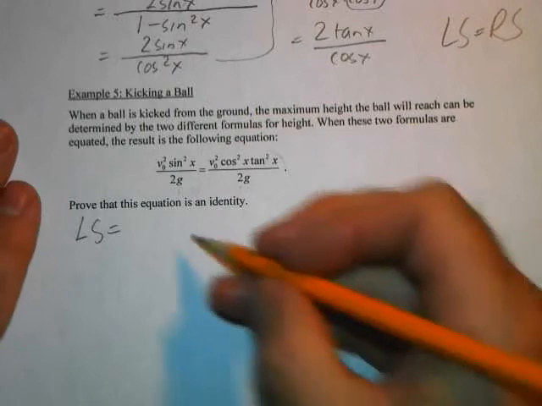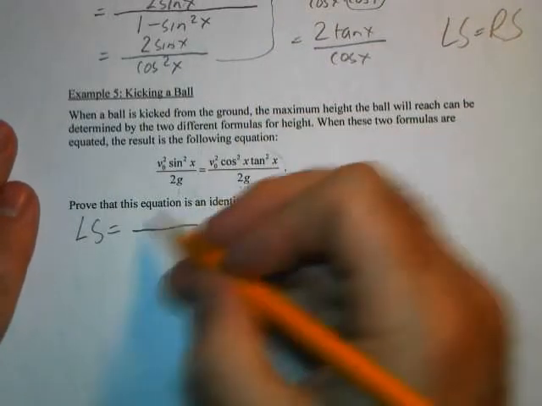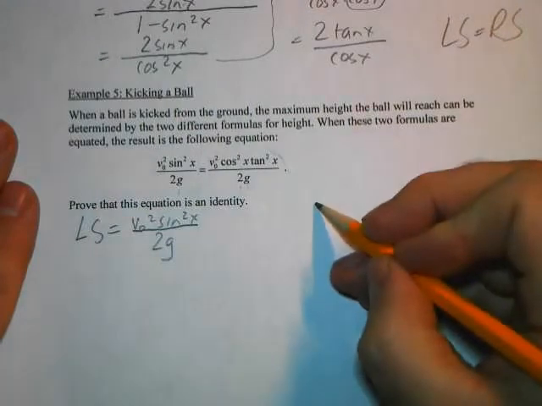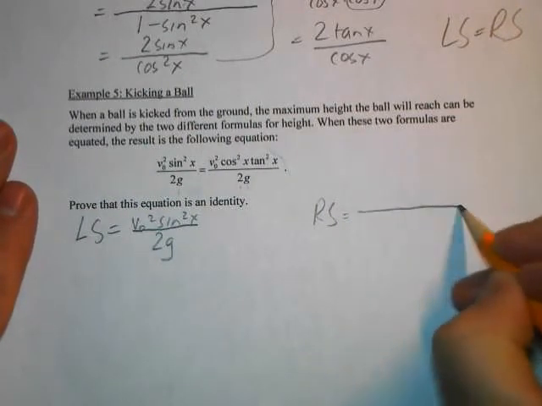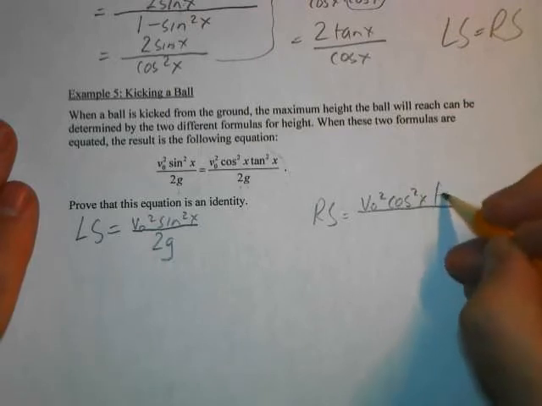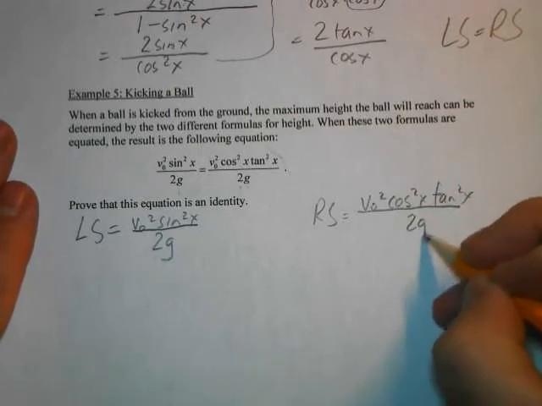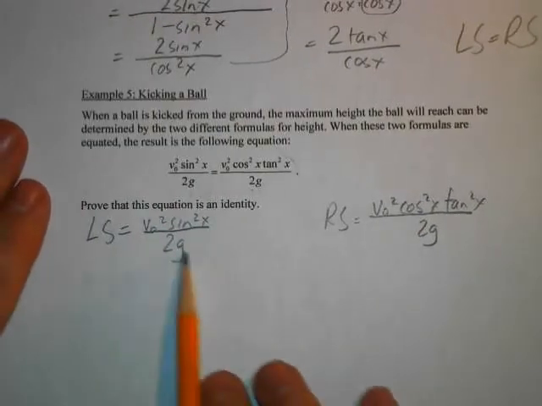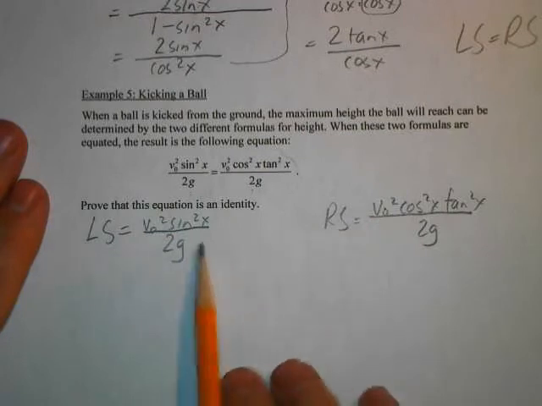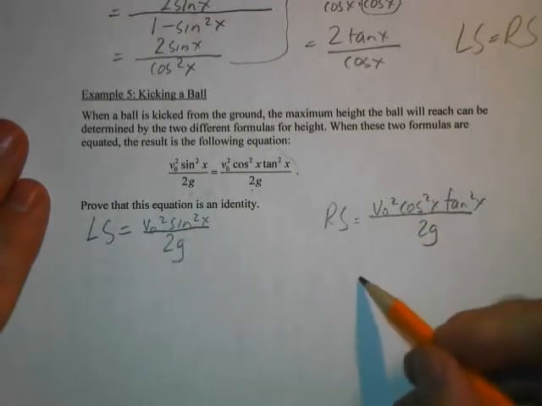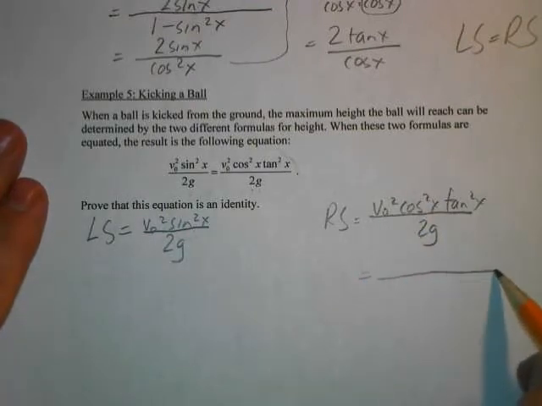So the left side here, we've got this equation, VO squared sine squared x over 2G. And over on the right side, we've got VO squared cos squared x tan squared x over 2G. So when I first look at this, obviously this one's more complicated, so we will work with it. But I see a lot of good news here. I see that both of them have that VO squared on the top. I see both of them have the 2G on the bottom. So really it boils down to, I need to prove that sine squared x equals this. So I will be working with this side, and this is not nearly as intimidating as it looks.